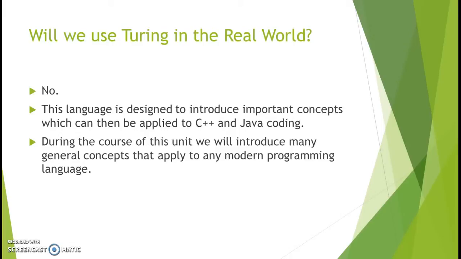So the downside of using Turing, it is not going to be precisely a model for real-world programming. So the language introduces concepts which then would have to be modified slightly if we want to have C+ or Java coding. So we use these general concepts, and those general concepts will apply to any modern programming language as you move forward if you decide to do coding in the real world.